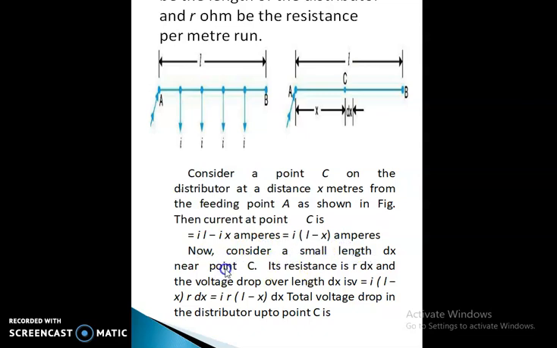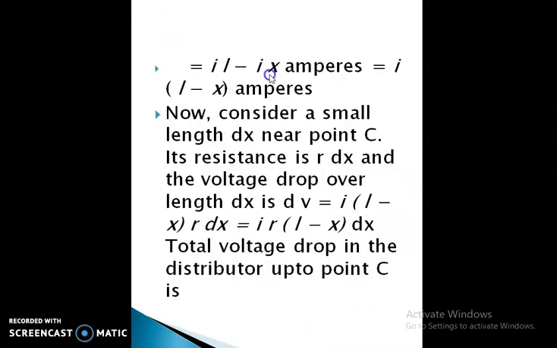Now consider a small length dx near point C. Its resistance is r dx, and the voltage drop over the length dx is dV, which is equal to i times (l minus x) times r dx, that is equal to i r times (l minus x) dx.